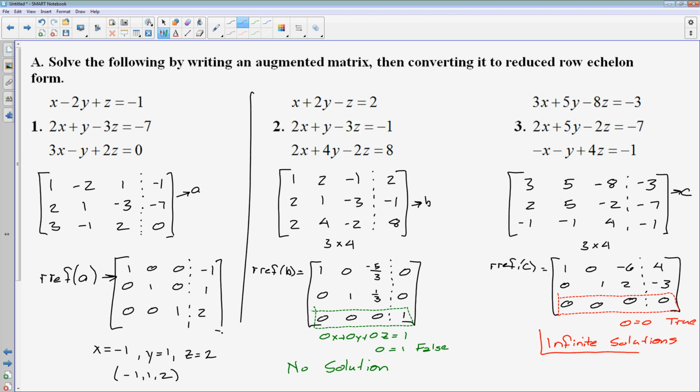There is a little bit more we could do with an infinite solution case, but we're going to stop by just realizing that there are infinite solutions. For number 2, there is no solution. And then number 1, there actually was a distinct solution of -1, 1, and 2. So there we go.